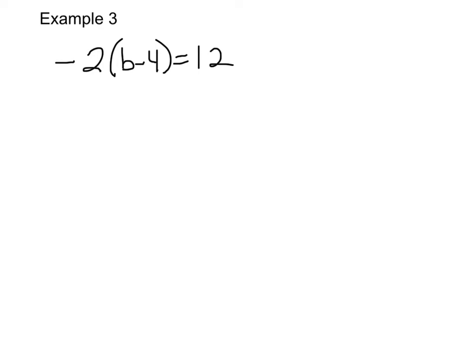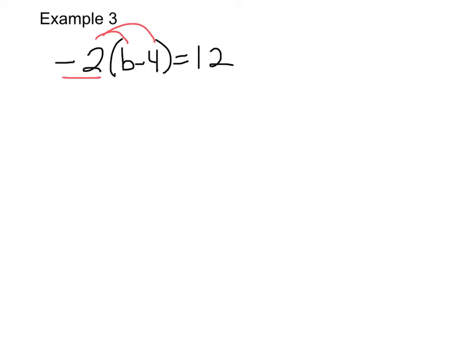In example 3, our problem says -2 times the quantity b minus 4 equals 12. Or you could say -2 times the difference of b and 4 is 12. So in this problem, we have to get rid of parentheses. Now last year, you were taught how to solve using distributive property. So distributive property, to review, is when you take everything outside the parentheses, in this case -2, and you have to multiply it to everything inside the parentheses.